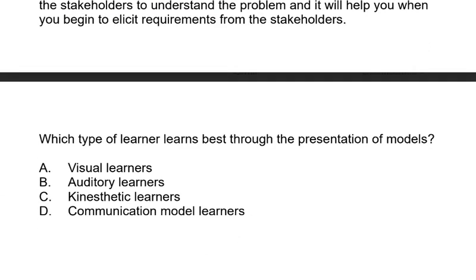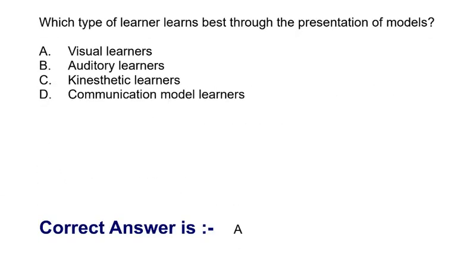Option A, visual learners. Option B, auditory learners. Option C, kinesthetic learners. Option D, communication model learners. Correct answer is option A.